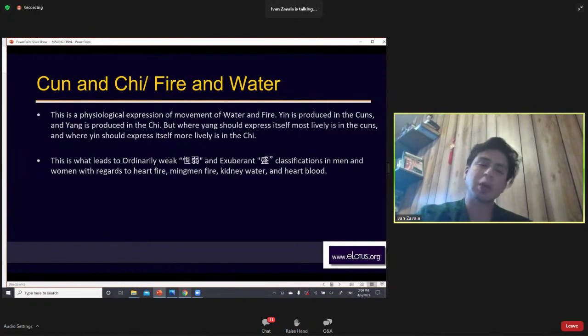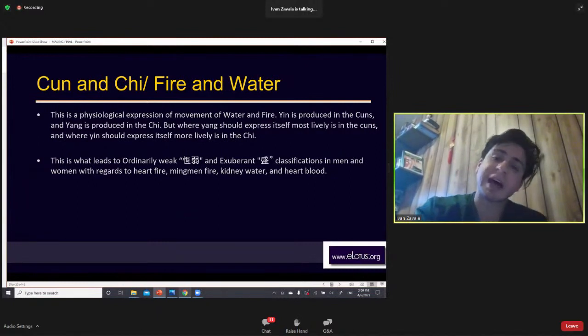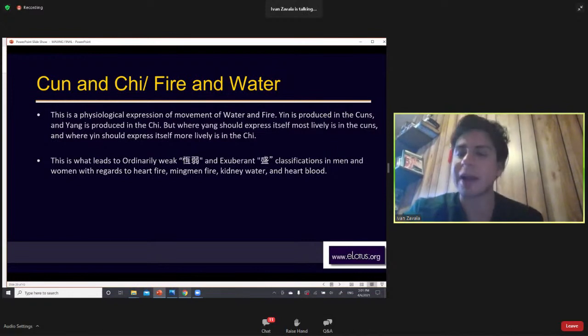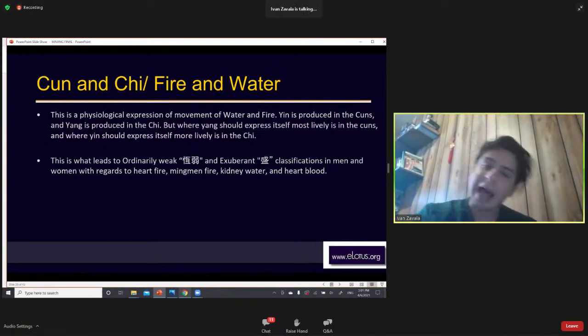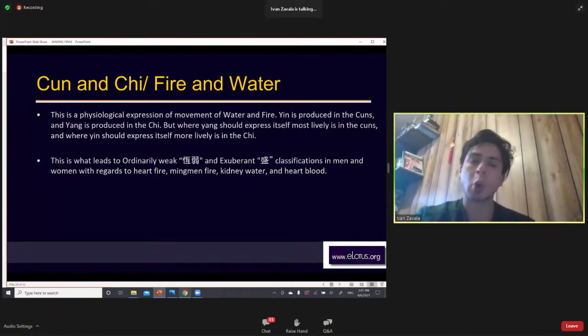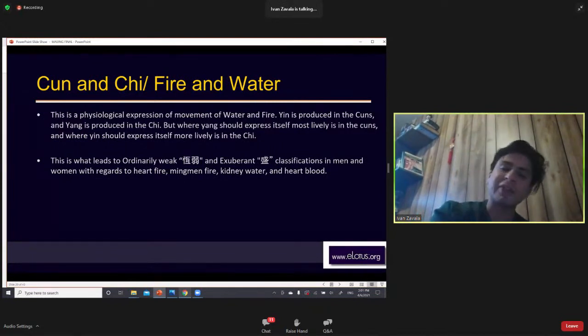So chun and chi represent basically fire and water, or what we call Kan and Li, right? Kan and Li from the Yijing. Kan representing water, and Li representing fire, right? This is a physiological expression of movement of water and fire. Yin is producing the chun, and yang is producing the chi. But where yang shall express itself most lively is in the chun, and where yin shall express itself more lively is in the chi, right? This is what leads to ordinarily weak and exuberant classification in men and women in regards to heart fire, Mingmen fire, kidney water, and heart blood.